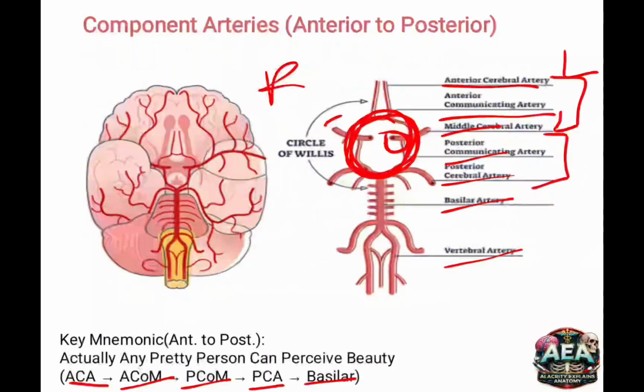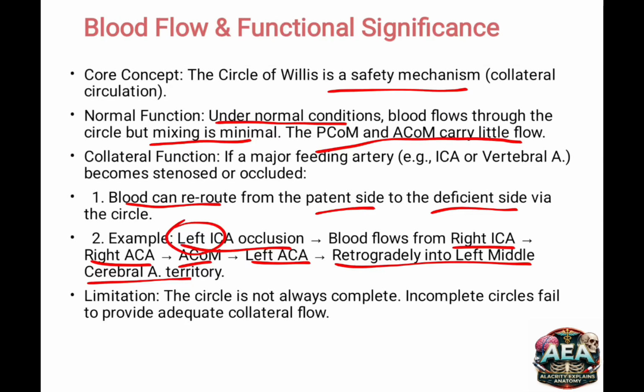In the example we gave, there's an occlusion on the left side, so blood is going to move from this functional right side, from the right internal carotid artery to the right anterior cerebral artery, then the anterior communicating artery, then blood will now get to the left. So that is how it serves this collateral circulation.